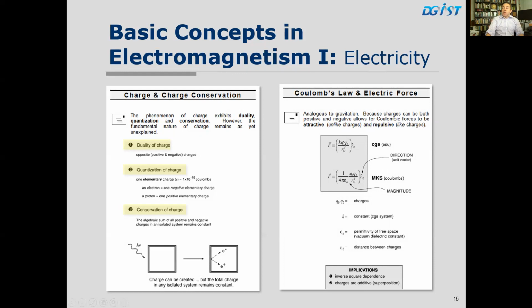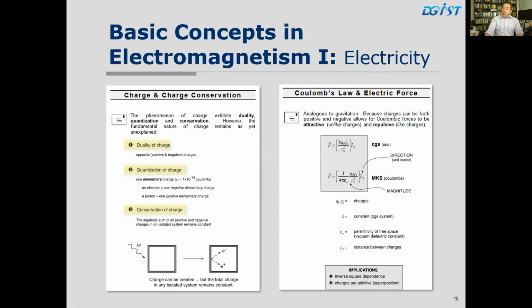And this is the force law in different units. And you have a direction vector, a magnitude, and the product of the two charges. And very importantly, you have this inverse square dependence, which we'll talk about. So as I mentioned, inverse square dependence means that the force, as you get away from a charge, will go down with the square of the distance.